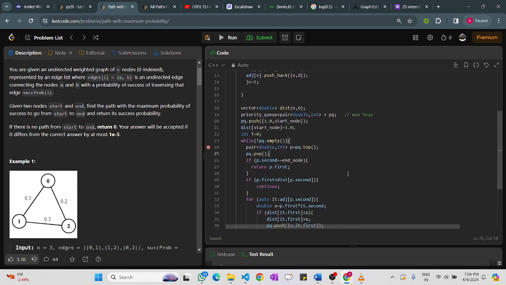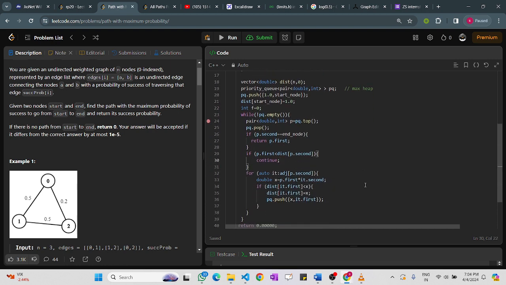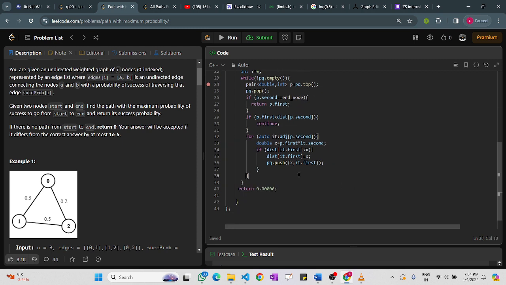So this is the code, and this is basically the simplest one. I have kept it as simple as possible. So this was the discussion. This was the problem that I wanted to discuss with you.